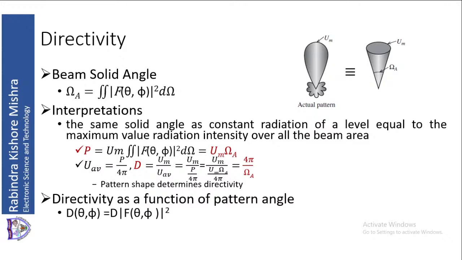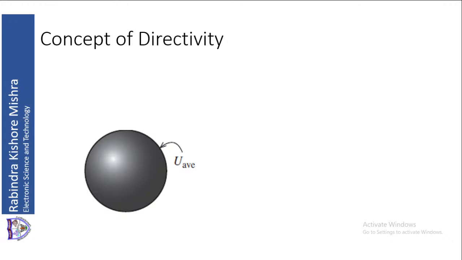Now, directivity as a function of pattern angle theta phi will be D theta phi, which will be D into F squared, where F is a function of theta phi. So D theta phi is defined as D into F theta phi squared. And then we will come to the concept of directivity. This is simple. I have already told you.